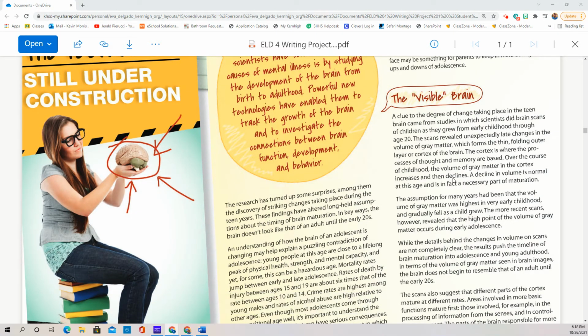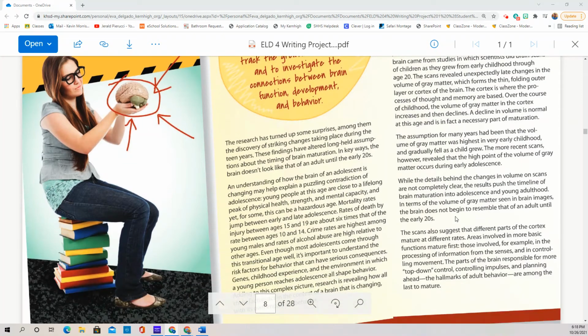Over the course of childhood, the volume of gray matter in the cortex increases and then declines. A decline in volume is normal at this age and is in fact a necessary part of maturation. The assumption for many years had been that the volume of gray matter was highest in very early childhood and gradually fell as a child grew. The more recent scans, however, revealed that the high point of the volume of gray matter occurs during early adolescence.